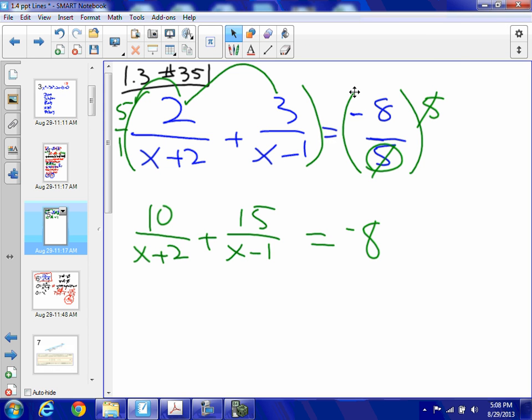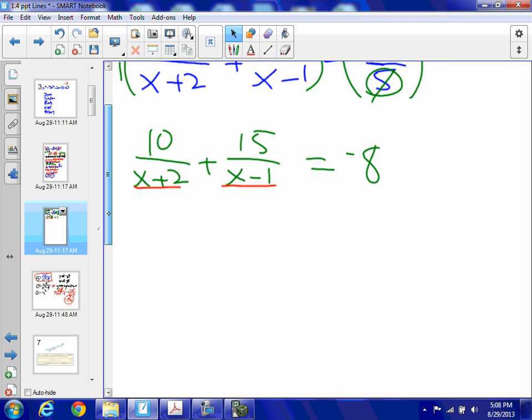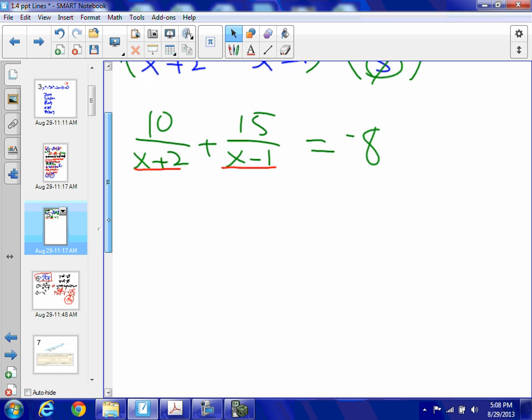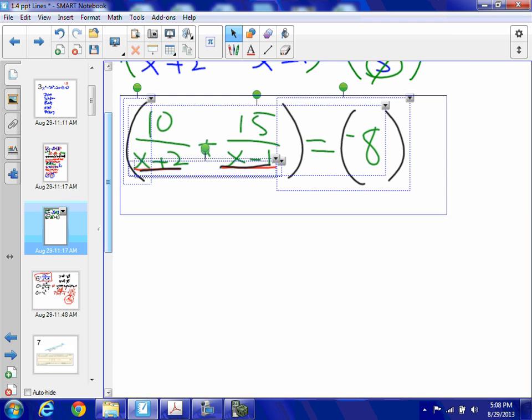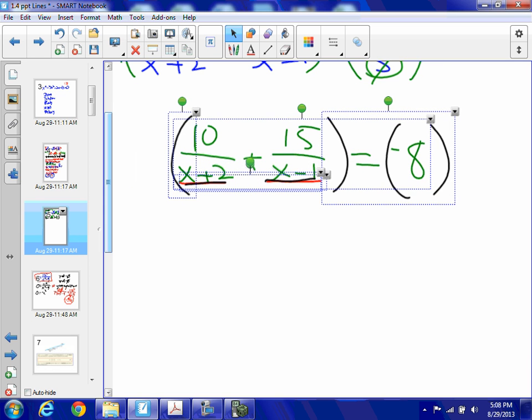Now I have to worry about these denominators here. They're a little bit more complex. They have a variable in them, but I need to get rid of them. So here's what I'm going to do. I'm going to multiply both sides of this equation by both of these denominators. Let's see if I can put this over here. I think I can. There we go.